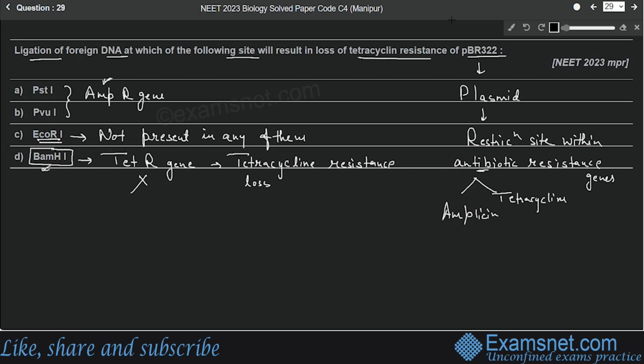So here the question asks that ligation of foreign DNA at which of the sites will result in loss of tetracycline resistance. So it will be the BamHI site. Option number D will be the correct answer.